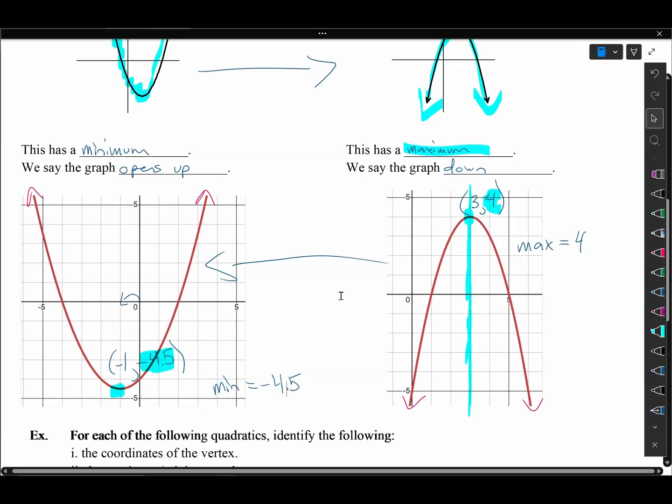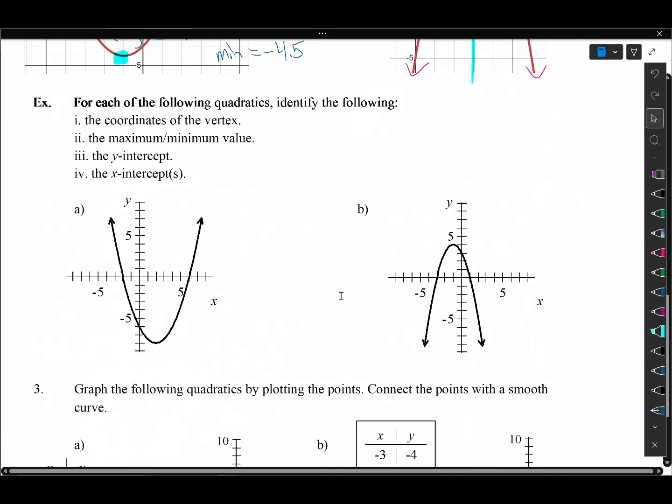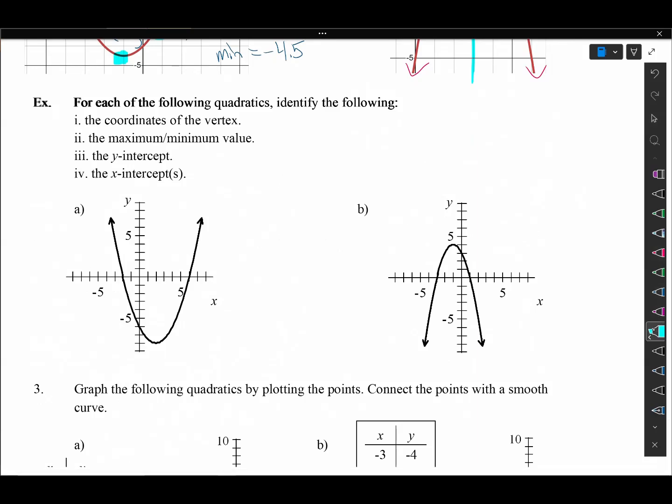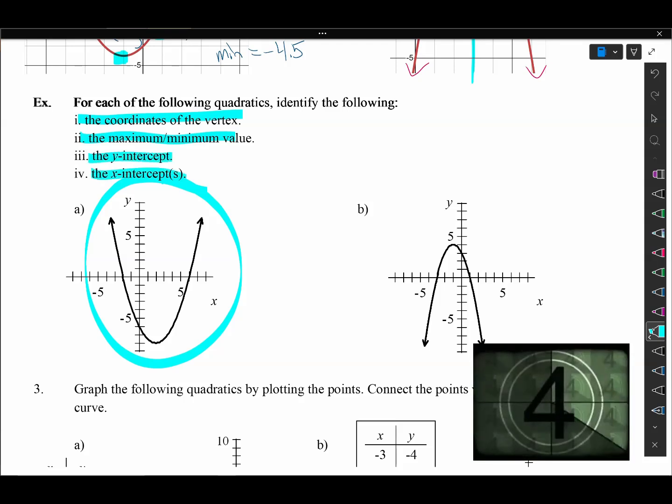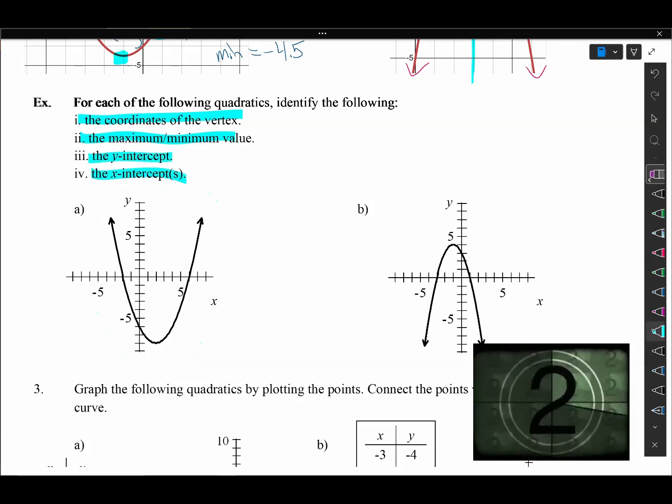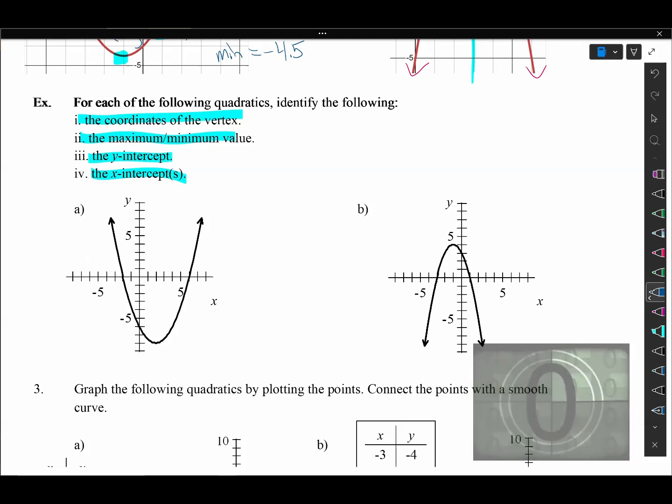Now, if that's all well and great, I'll ask you to find the coordinates of the vertex for this parabola right here. And then I'll ask you to find the minimum or maximum value from that vertex. Remember, it's the y coordinate of your vertex. And then I'll ask you to find the y-intercept and the x-intercepts. All right, I encourage you to pause the video here, come back and see how you did.